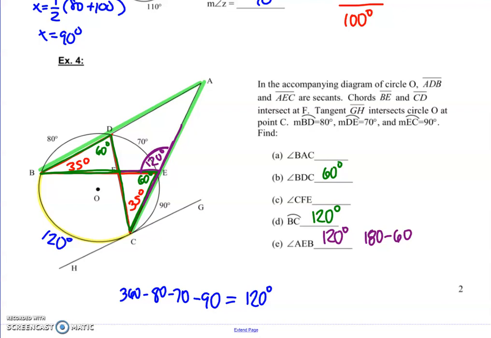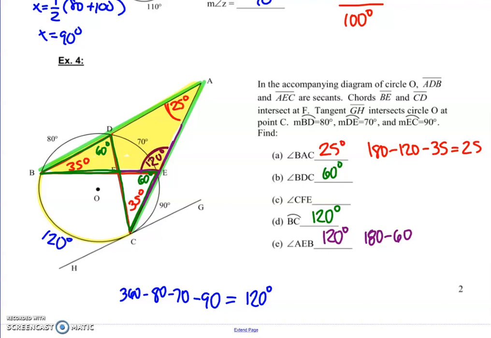First one is angle BAC. Let me highlight a triangle for BAC. Angle BAC is up here. It's part of that yellow triangle. We should know at this point that the three angles of a triangle add up to 180. So to get this angle here, we take 180 minus 120, which is 60, minus 35, and that equals 25. So that angle up there is 25 degrees.